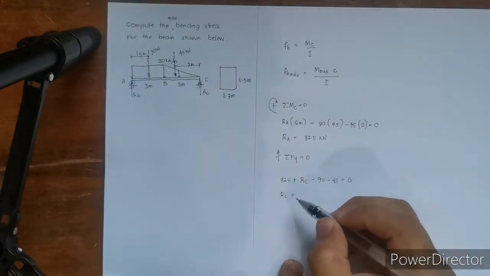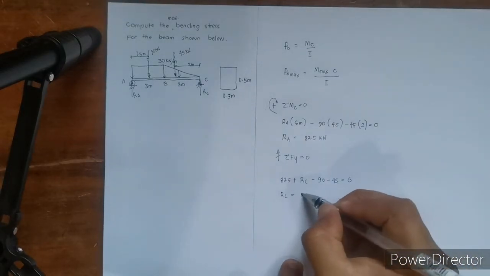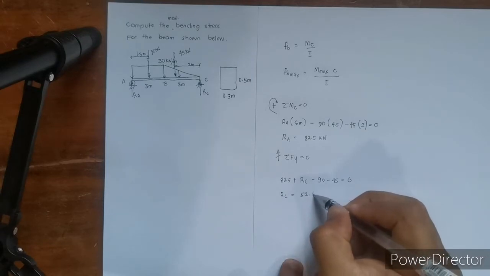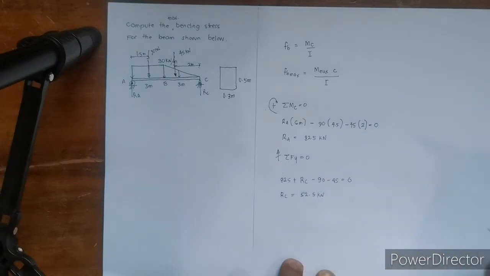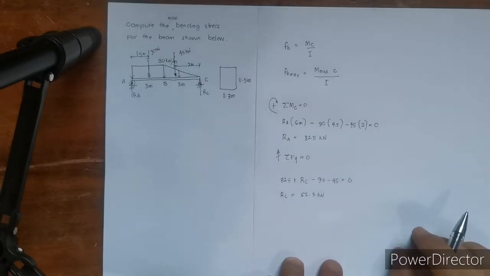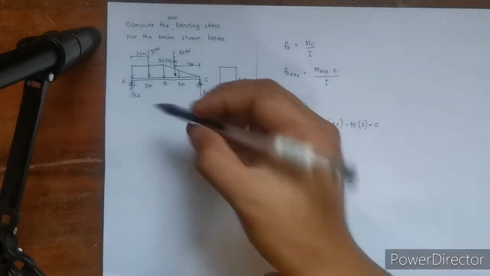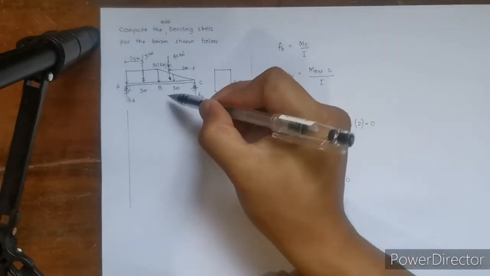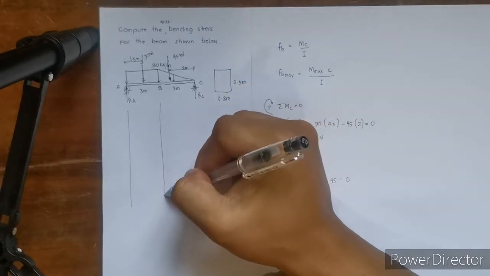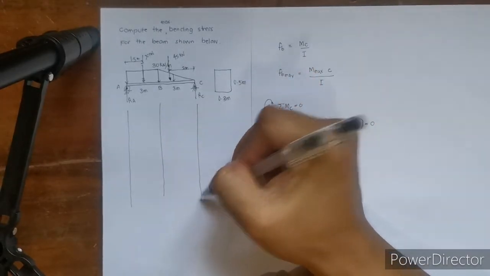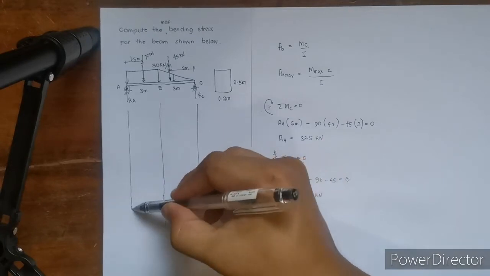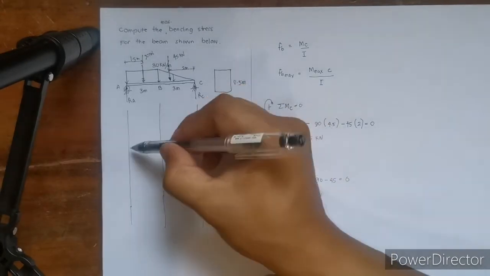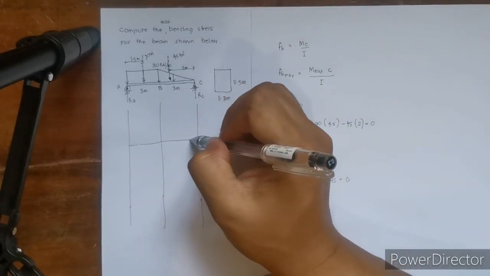Reaction at point C will be equivalent to 52.5 kilonewtons. So, we already have the reactions. Pag meron tayong reactions, pwede na nating ma-drawing yung ating shear and moment diagram. So, para mas madalian tayo sa shear and moment diagram, ang gagawin po natin ay area method. Okay. First one, yung shear diagram muna natin.